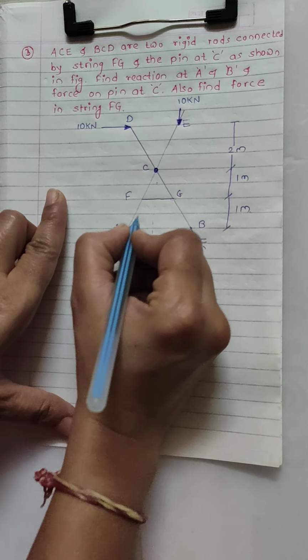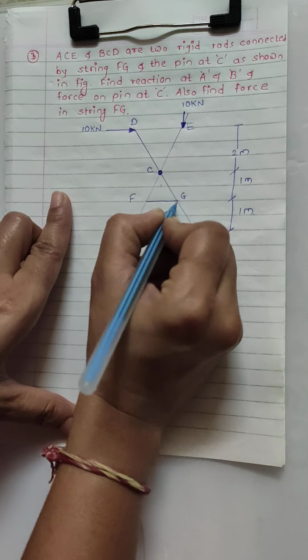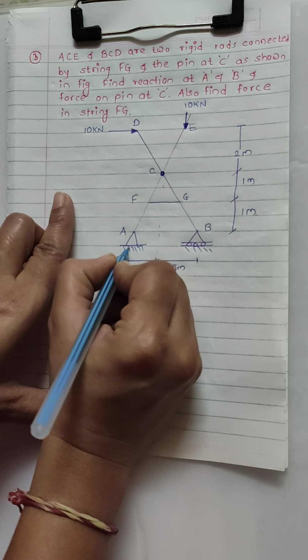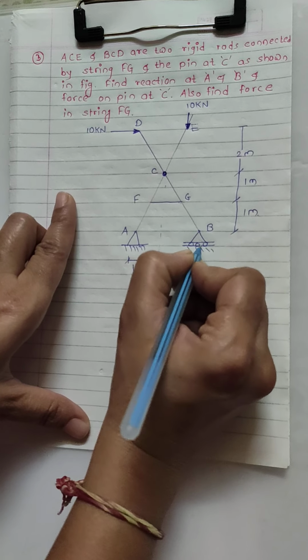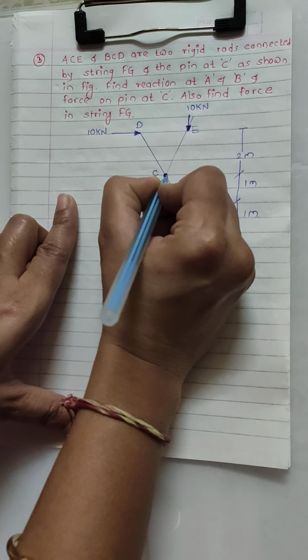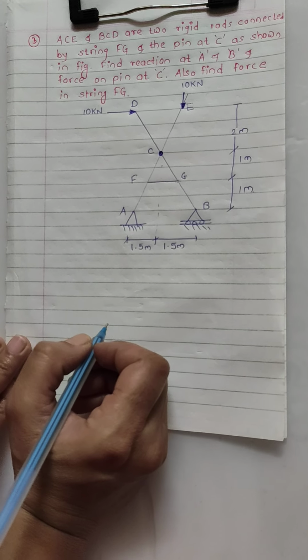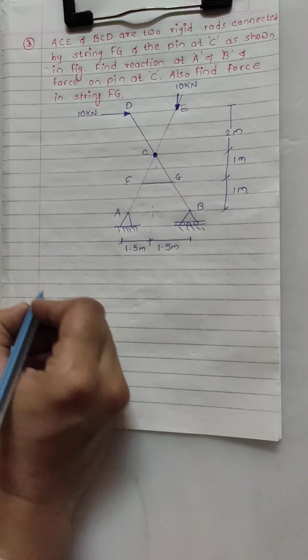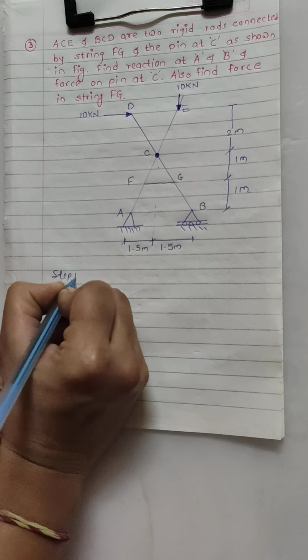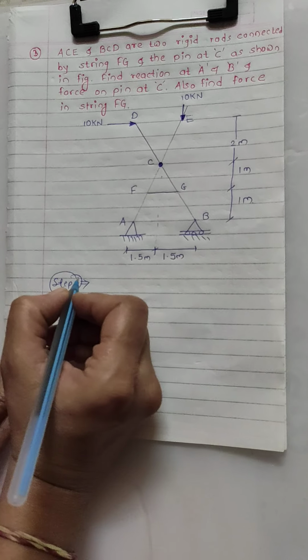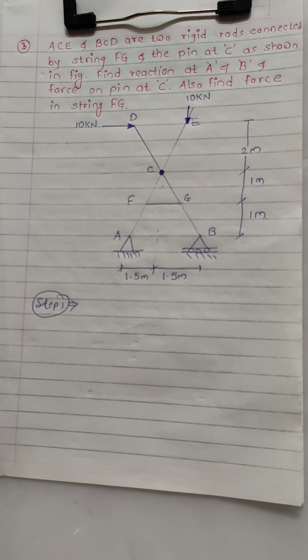They ask us to calculate the tensile force in FG, reaction at hinge support A, reaction at roller support B, and reaction at internal hinge C. So again I am going to solve this question in two steps. Step 1, we will consider the FBD of the given frame.